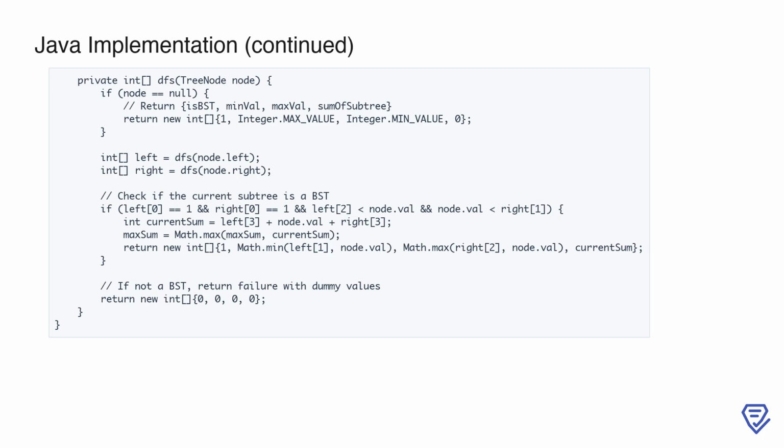We then check whether the current subtree satisfies the BST properties by ensuring both child subtrees are BSTs and that the current node's value falls between the maximum value of the left subtree and the minimum value of the right subtree. If these conditions are met, we calculate the current subtree sum by combining the left and right subtree sums with the current node's value, update maxSum if this sum is larger, and return the updated information. If the subtree isn't a BST, we return a failure state with default values to indicate the invalidity.